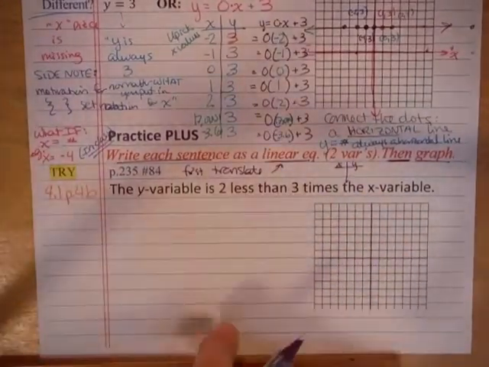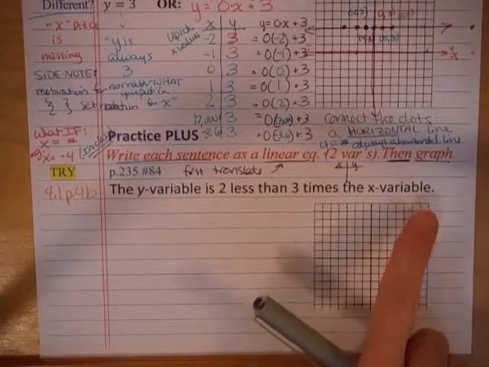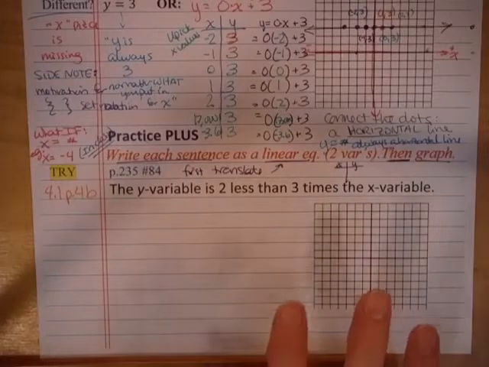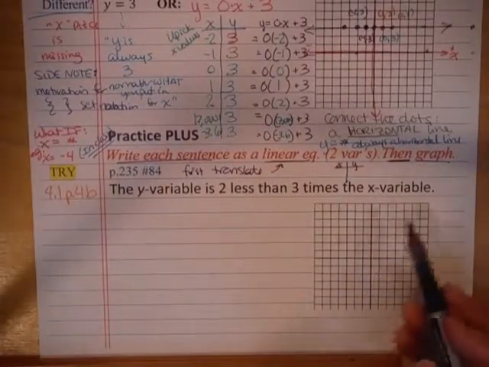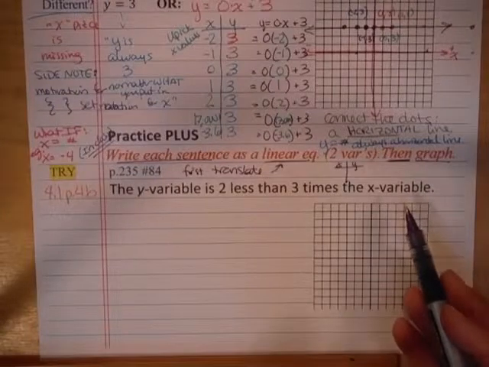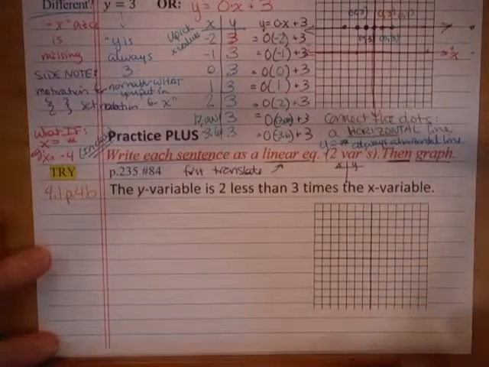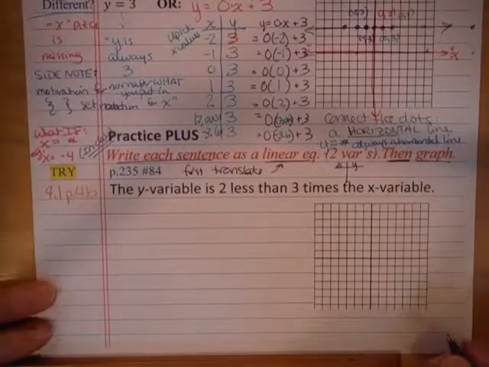I want you to try some translation. The y variable is 2 less than 3 times the x variable. Then I want you to create a table of 5 values and then graph it on this line. And when we come back, I'll show you what your finished graph should look like, and then we'll do this one together in class. So pause and then come back when you're ready to compare your graphs.